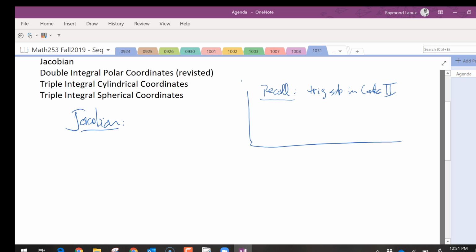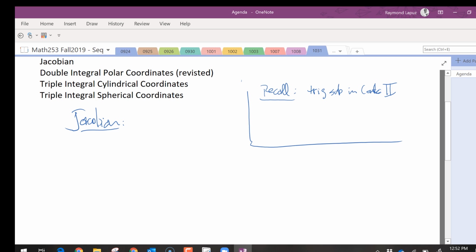And back in calculus 2, question? The last section in this chapter. 15.10? Yeah. 15 last.